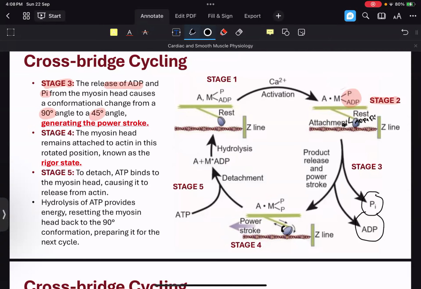So if they ask you what causes the power stroke, the answer should be the release of ADP and phosphate. What causes the conformational change? The release of ADP and phosphate. Very easy. Moving on to stage 4.